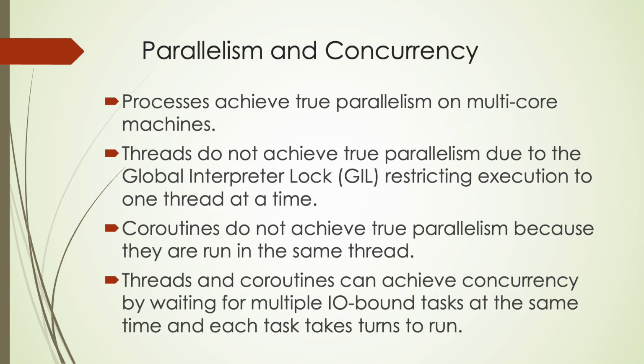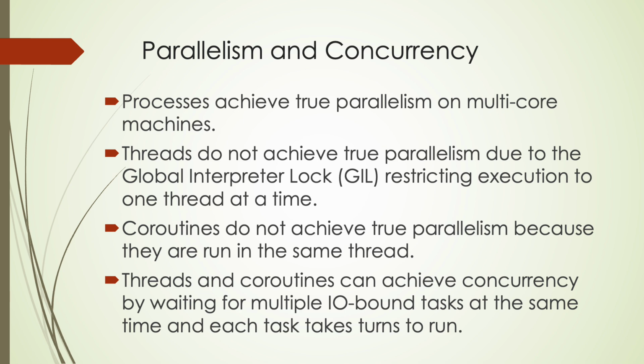The comparison of parallelism and concurrency can be a bit more complex. Processes achieve true parallelism on multi-core machines. However, threads do not achieve true parallelism due to the global interpreter lock restricting execution to one thread at a time. Similarly, coroutines do not achieve true parallelism because they are run in the same thread. Nonetheless, threads and coroutines can achieve concurrency by waiting for multiple I/O-bound tasks at the same time, and each task takes turns to run.